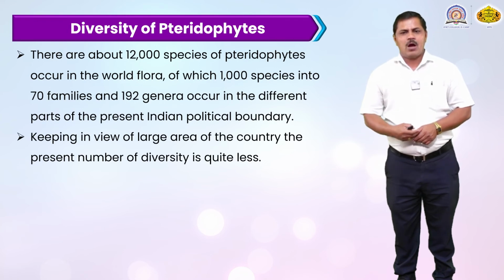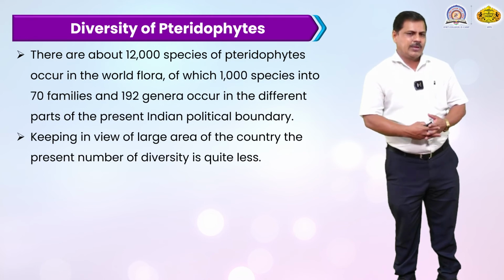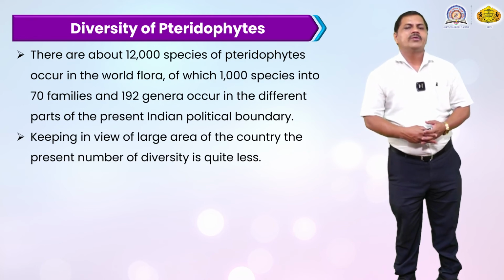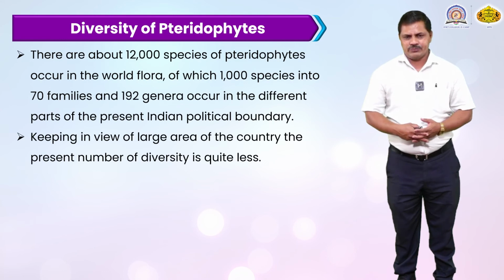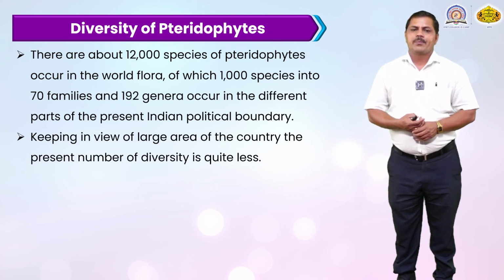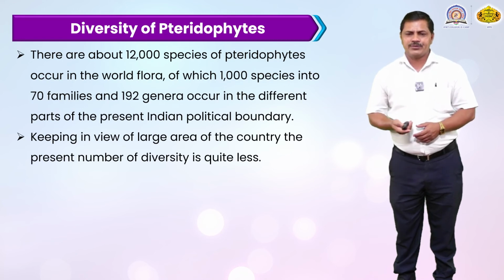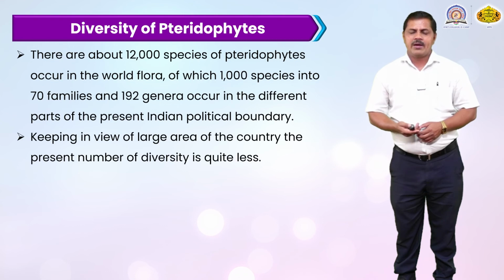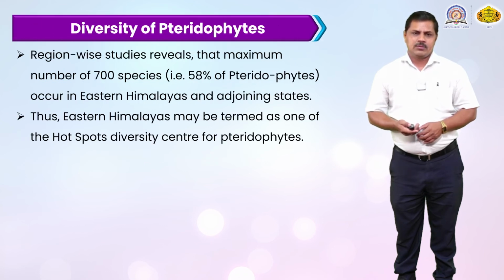Most of the species, about 1,000 species, can occur in the Indian region. Keeping in view the large area of the country, the present number of diversity is quite less compared to the expected diversity. The number of pteridophytic plants is very low.